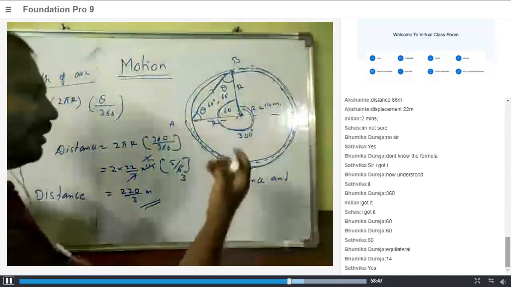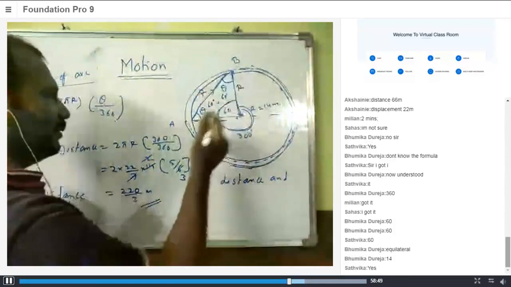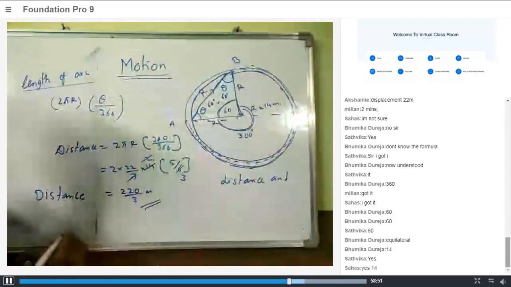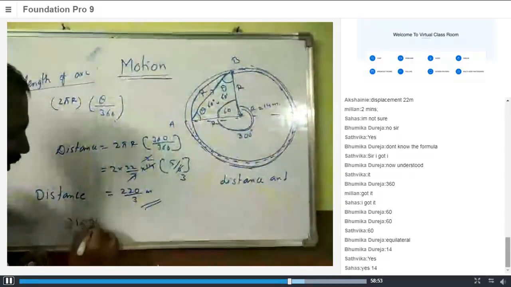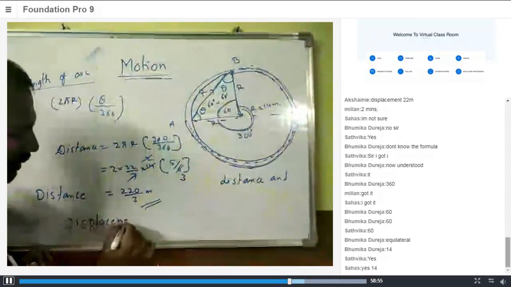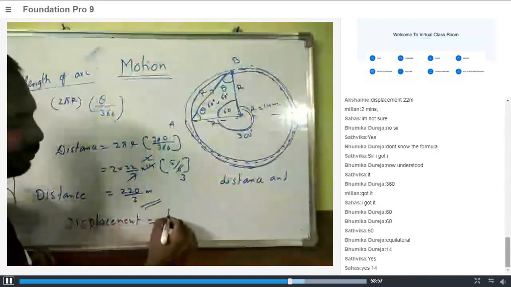AB is also equal to radius. And what is radius? Radius is 14 meters. So displacement of the object would be equal to how much? Displacement equals 14 meters.